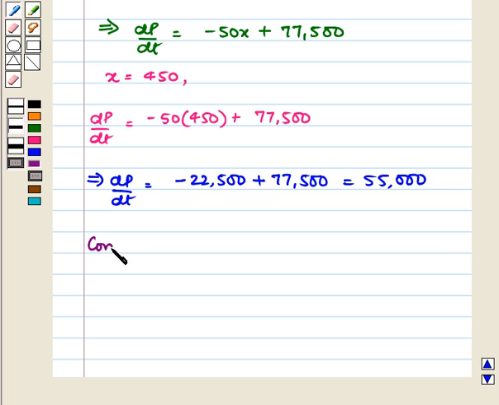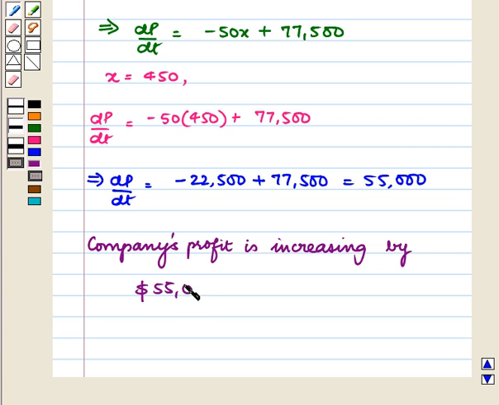So, the company's profit is increasing by $55,000 per month, which is the required answer. So in this session, we have discussed implicit differentiation and its applications. This completes our session.